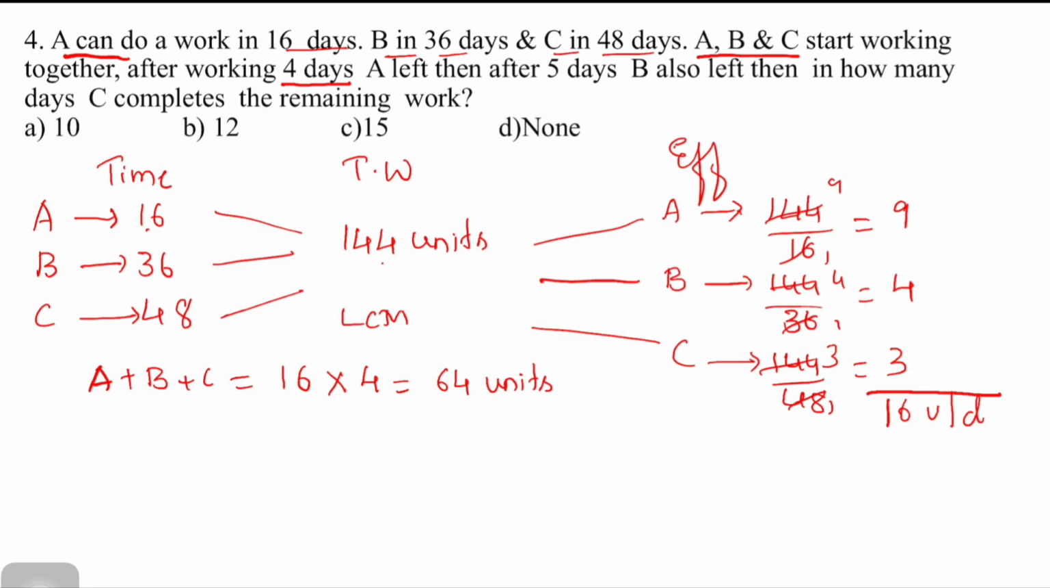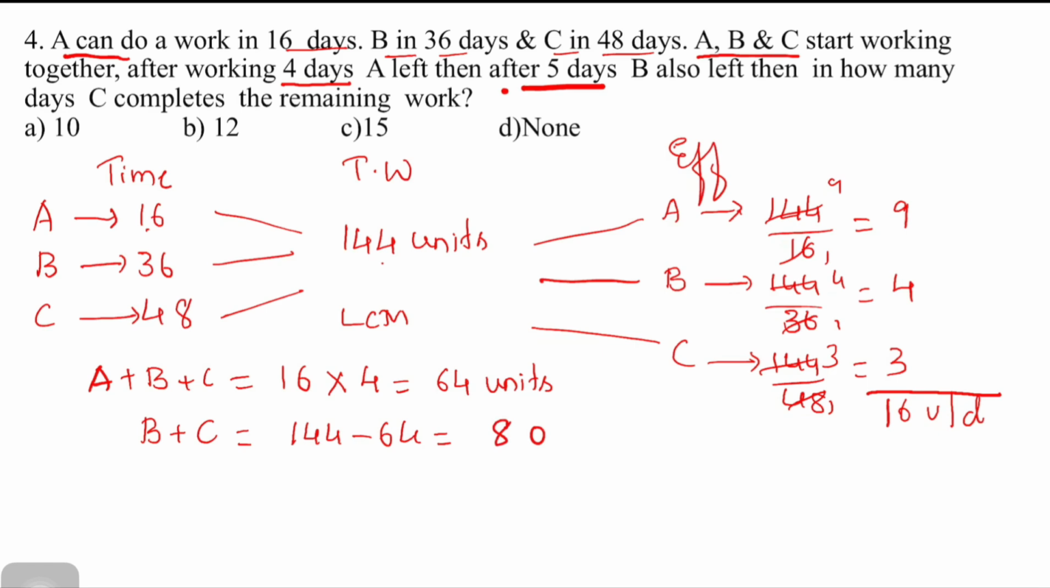Then after 4 days what happened? A left. Then after 5 days B also left. That means till 5 days B and C worked, isn't it? B and C worked till 5 days. So what is the remaining work after 64 units is completed by A, B and C? The remaining work is 144 minus 64, which is equal to 80. 14 minus 6 is 8.